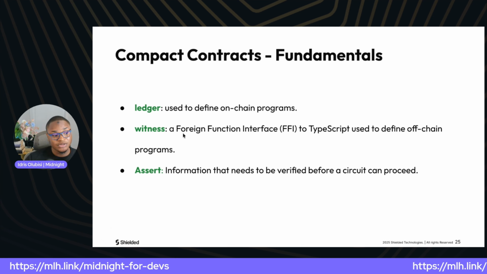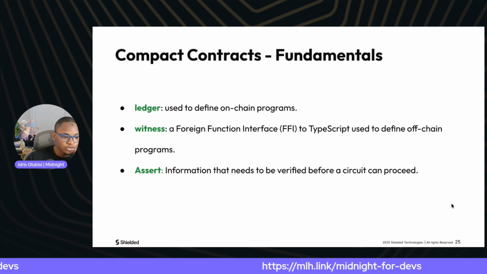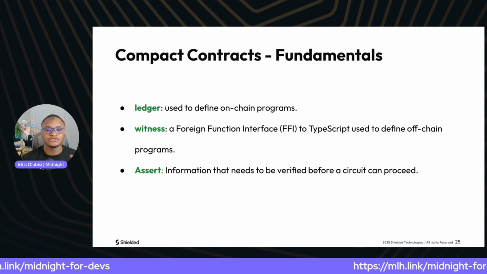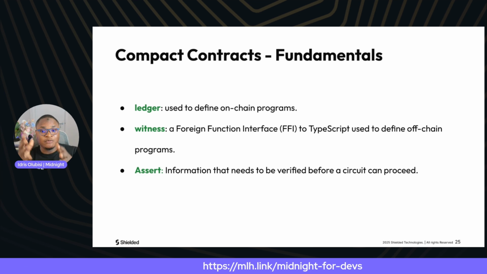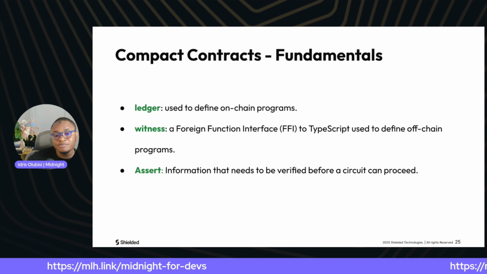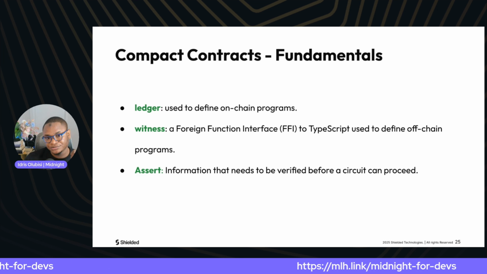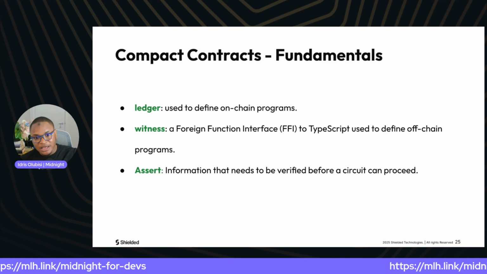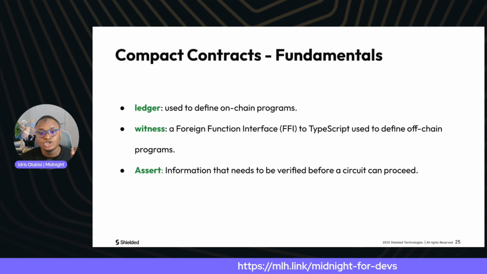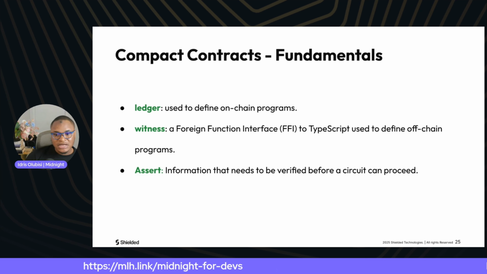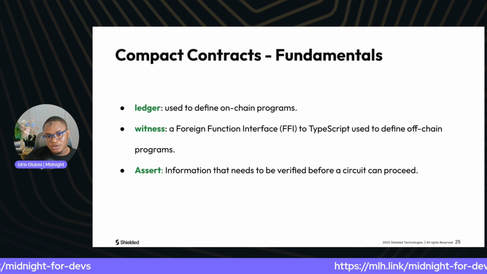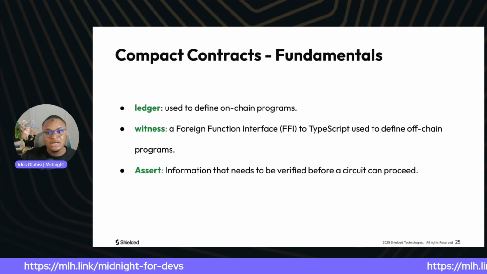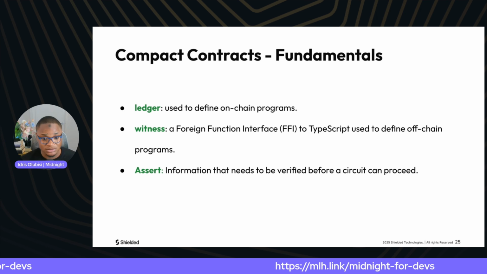Then the second piece here is a witness, a foreign function interface to TypeScript used to define an off-chain program. This is the door to your off-chain component, which is the TypeScript. When you use a witness, you declare it in Compact, but it is implemented in TypeScript on the user's machine. So when you need to access private data, things like the user secret, a value they are keeping local, a piece of off-chain state, you declare a witness in your contract, and then the prover provides the value when generating the proof. So it's better to know that witnesses are declaration only. You don't put a body on them in Compact. The body lives in TypeScript, and everything happens locally.